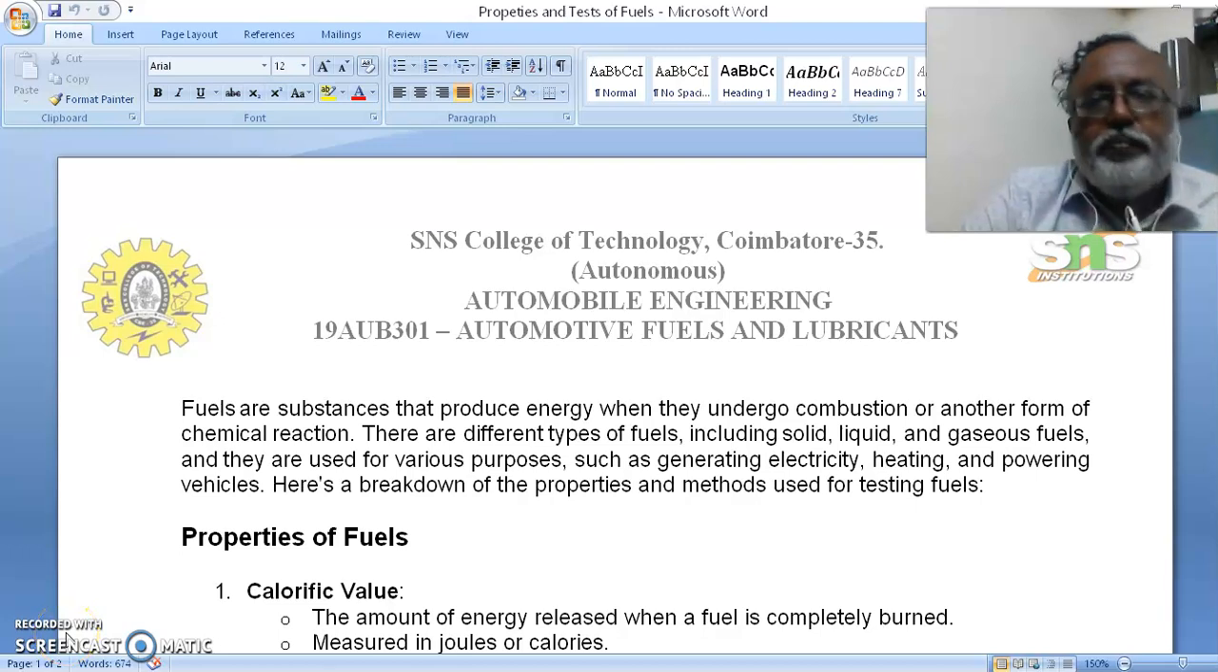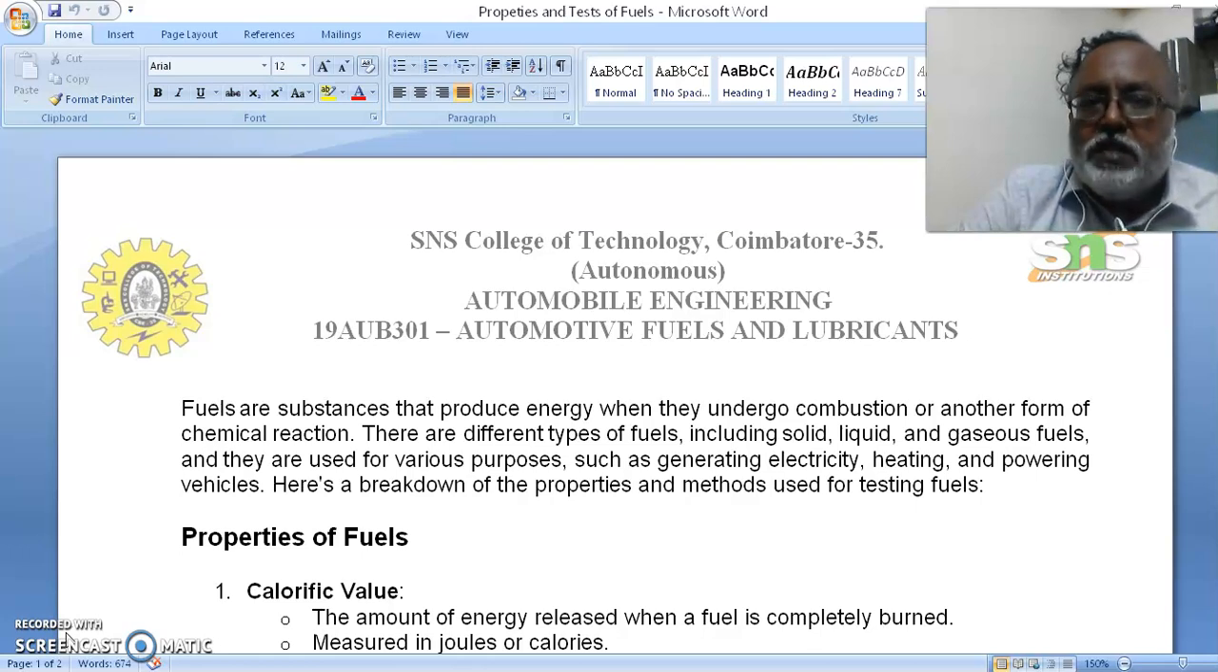Good morning, dear boys. Here in this fourth unit of automotive fuels and lubricants, we are going to discuss the properties and testing of the fuels. Before discussing this, we should know what is fuel and where the fuel is utilized.